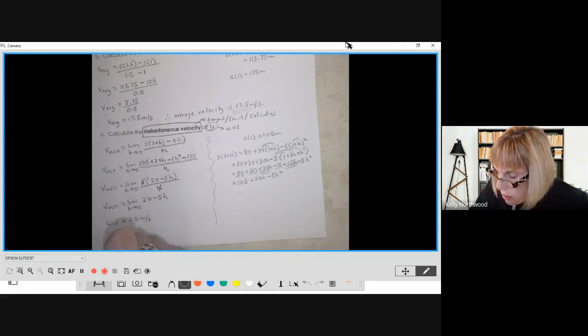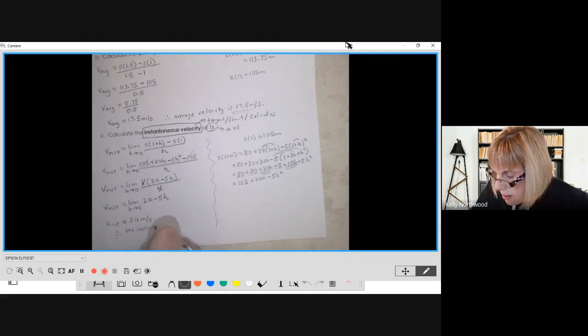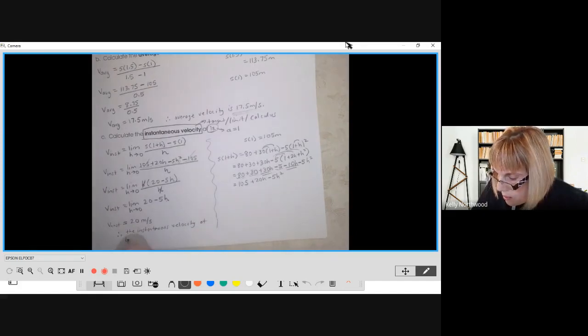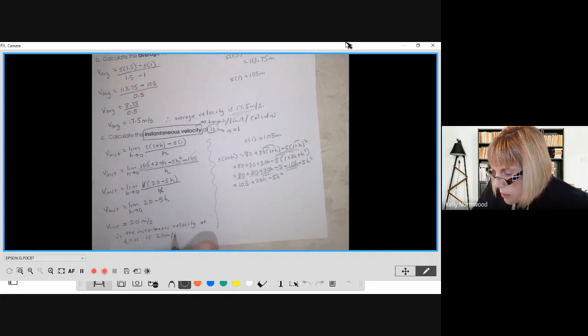So therefore, the instantaneous velocity at t equals 1 second is 20 meters per second.